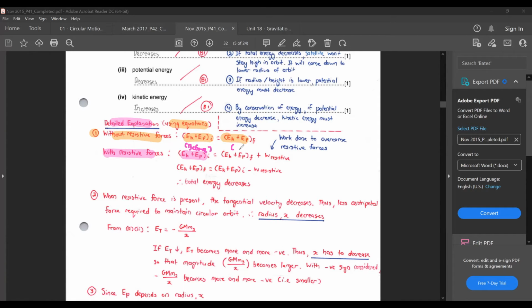This one is talking to you after you have resistive forces. Okay, so the total energy that you have here is before resistive forces. Then the right side here is after you have resistive forces. So here, your total energy of satellite would have to take into account work done against resistive forces. So now your final total energy is actually your initial total energy minus resistive forces, therefore total energy decreases.